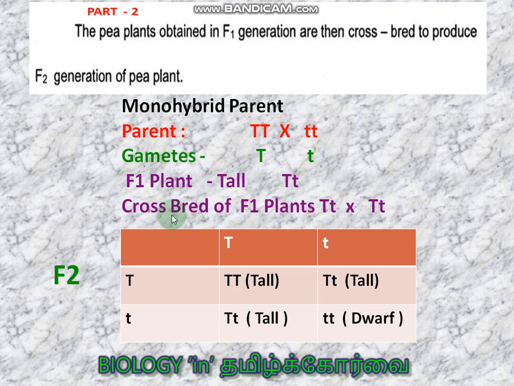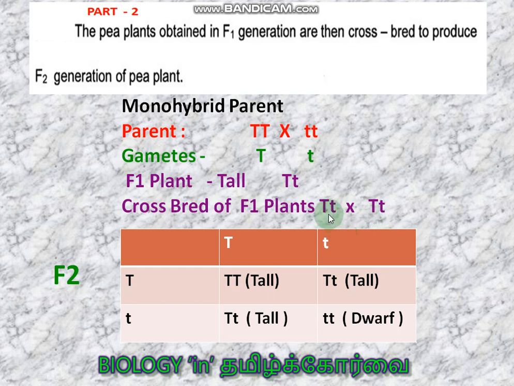Now second step. It is crossbred. F1 plants crossbred. It means capital T small t cross capital T small t. That is what you should understand. Sometimes this crossbred may be replaced by another word also, student. It is self-pollination. If F1 plants are self-pollinated, in that sense also the same thing is correct. So this is the cross, capital T small t cross capital T small t.